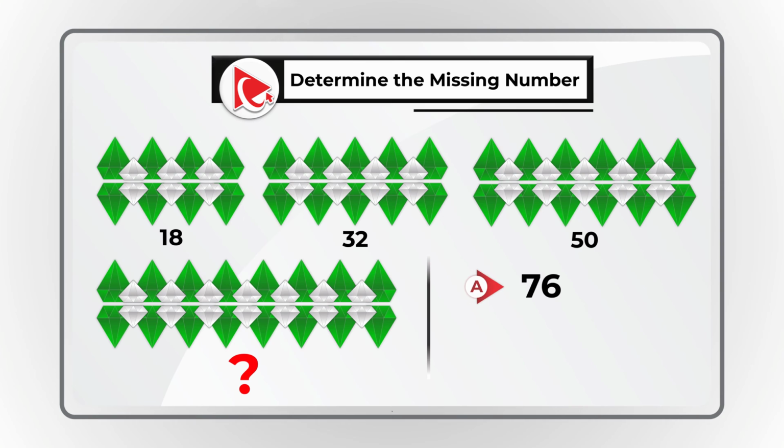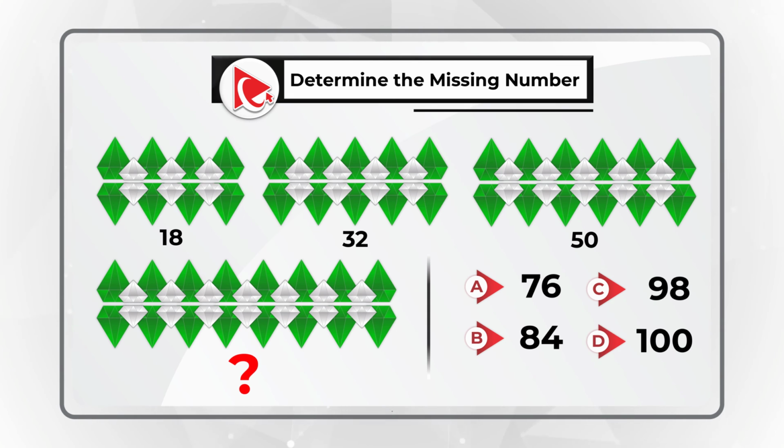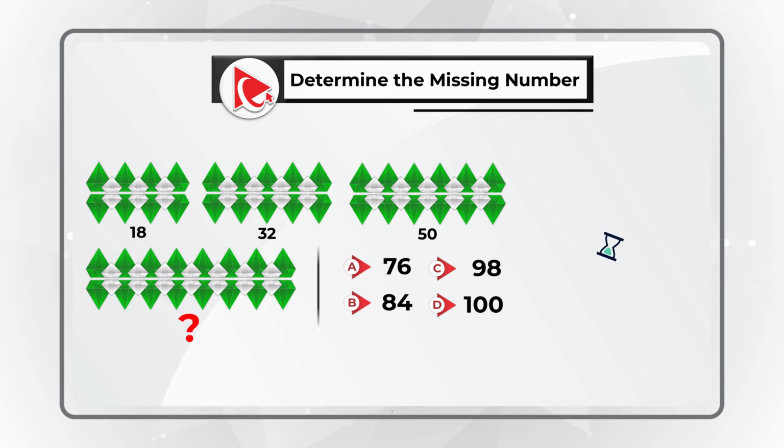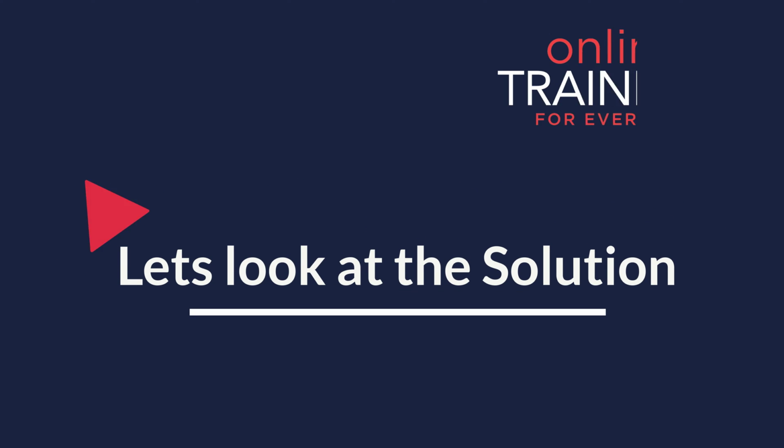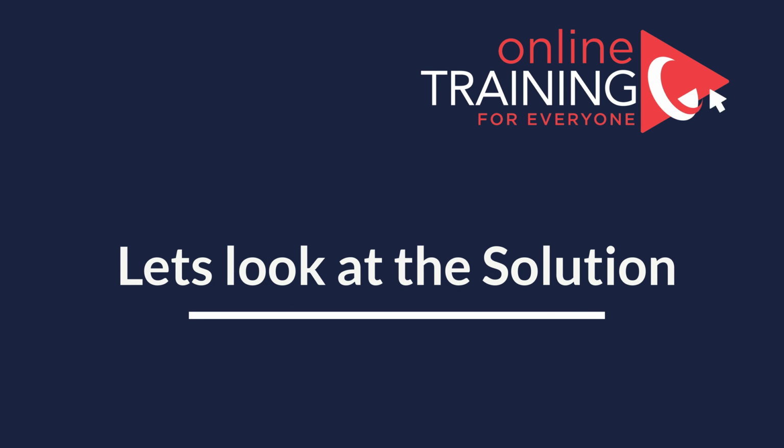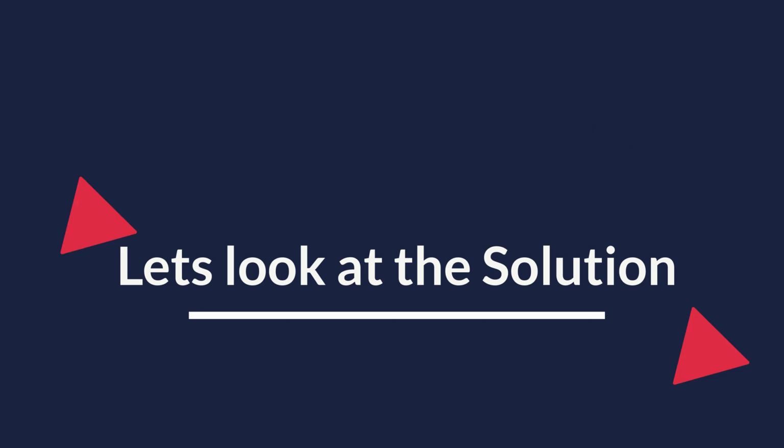Choice A, 76. Choice B, 84. Choice C, 98. And then choice D, 100. Give yourself a little bit of time to see if you can come up with the approach to solve this challenge. Keep in mind that you can always pause this video to see if you can come up with the solution. On my end, I'm moving forward to reveal you my version of the solution, and obviously if you have a better way to solve it, please make sure to post in comments.